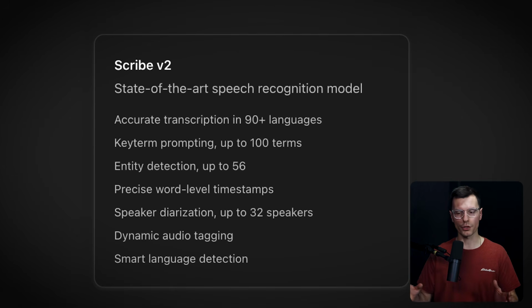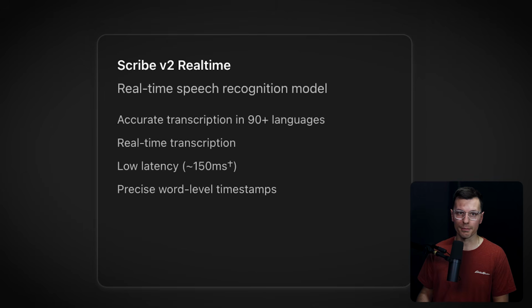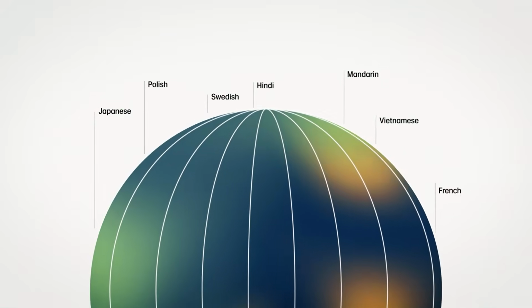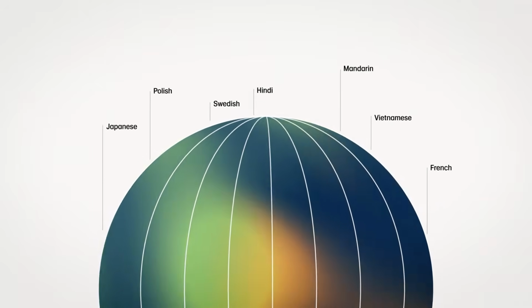So Scribe v2 is a great choice for transcription when it can be asynchronous, whereas Scribe v2 Realtime is used when you need the transcription to happen live. For a live language translation application, Scribe v2 Realtime is the obvious choice. To use this model, you need to use the speech-to-text API.